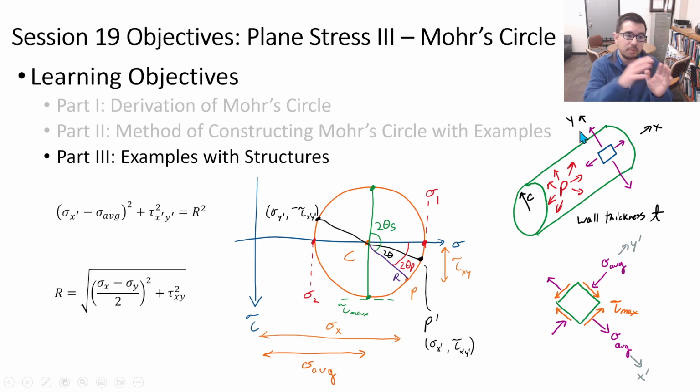Okay, so in the previous portion, we were looking just at the material elements. And now we're going to say, okay, a material element's on a structure, it's under load. What does it look like? And what does it look like when we perform a transformation?